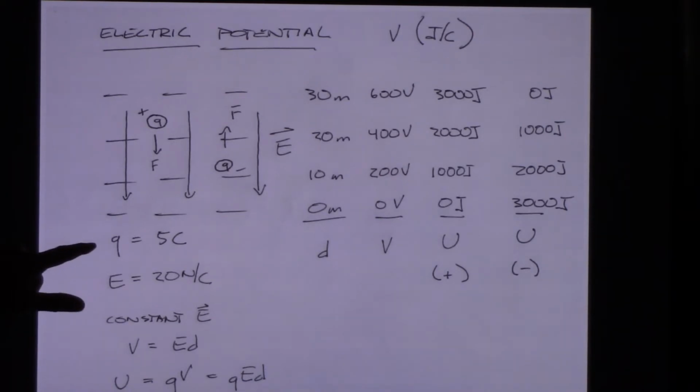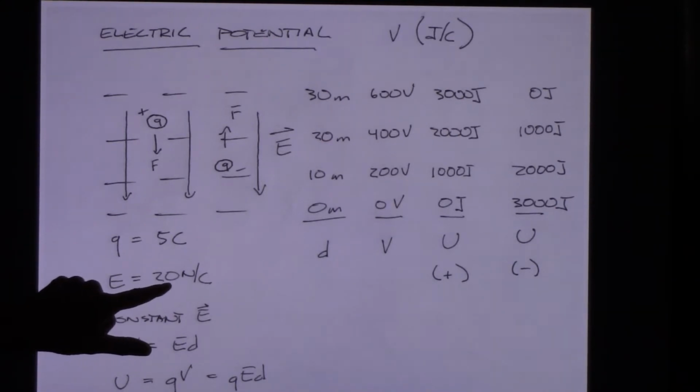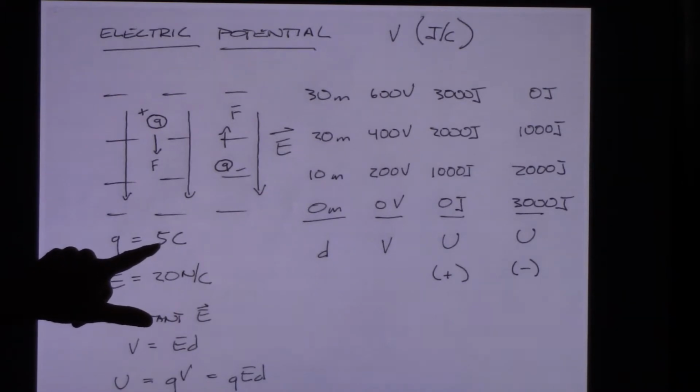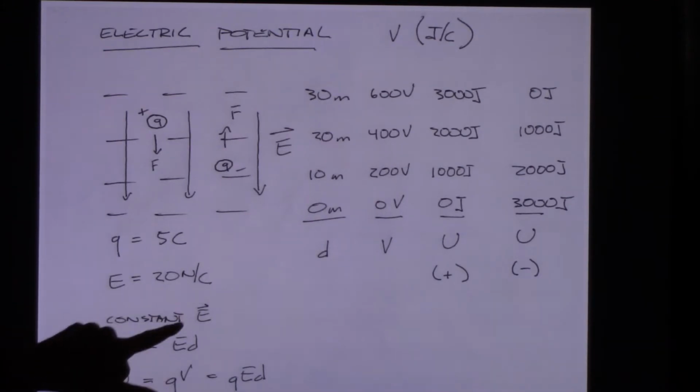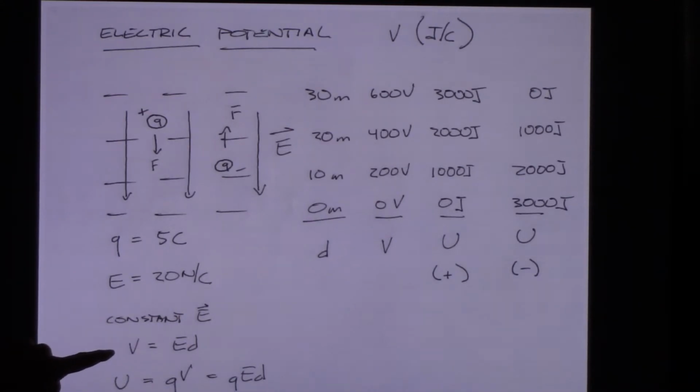So here I just picked a random number for a charge, 5 coulombs, and a random number for an electric field, 20 newtons per coulomb. 5 coulombs is a lot of charge. And I assume that the electric field was constant. For that, the electric potential can be calculated as E times D, and the potential energy can be calculated by Q times E times D.